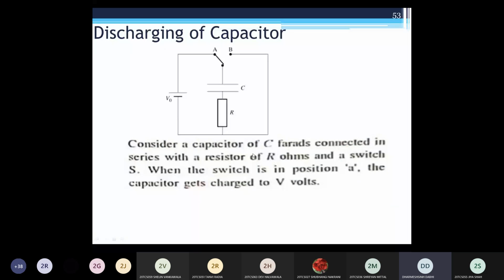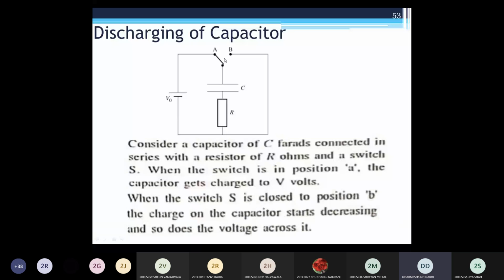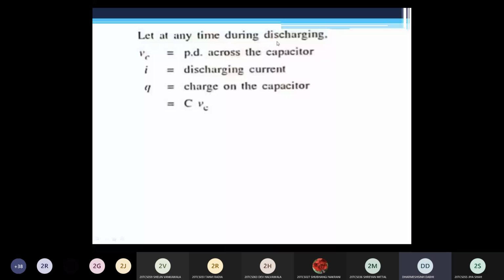As I told you before, at position A it is the charging time of the capacitor. So the capacitor is fully charged, and the capacitor voltage becomes the same as the supply voltage. Suppose here V0, so the capacitor voltage becomes V0. Now we move this switch to position B. Now the capacitor starts discharging and the voltage across it starts decreasing. Let's assume that at any time during the discharging, the potential difference across the capacitor is Vc, I is the discharging current and Q is the charge on the capacitor.